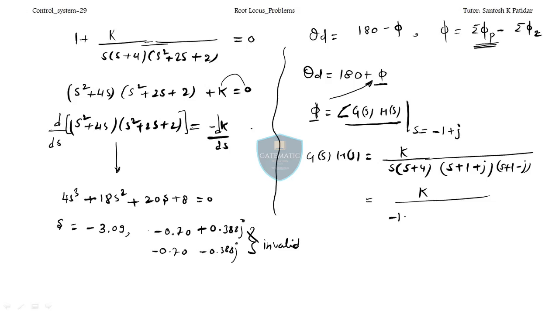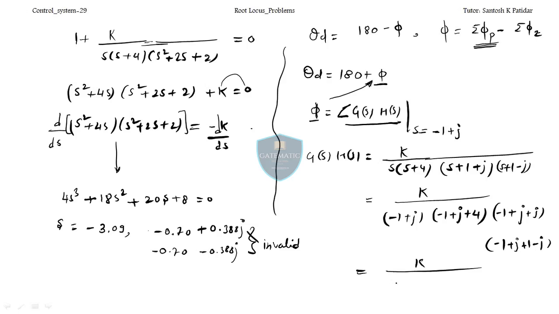The S is nothing but minus 1 plus J. This part is over. Minus 1 plus J plus 4 is also given. Minus 1 plus J plus J, and it's minus 1 plus J plus 1 minus J. Okay, so finally you have K divided by minus 1 plus J. This part is over. This is 3 plus J. Okay, and this one is minus 1 plus 2J, and the last one is 0.